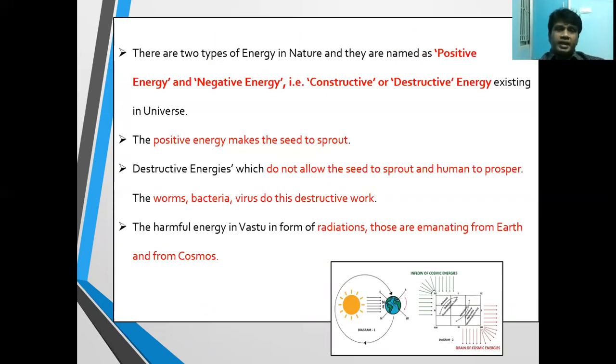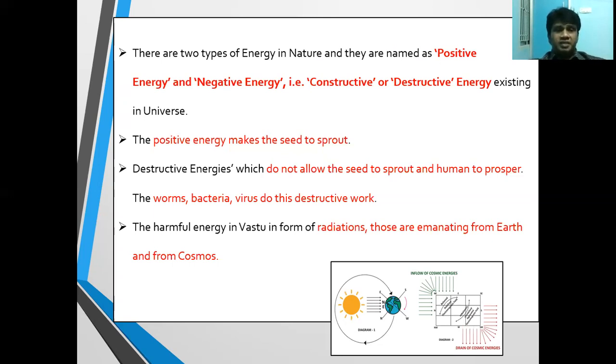Normally, we have two energies, positive energy and negative energy. I already said in model 1, I can't say I have only positive energy, or only negative. There should be a mixture of positive energy and negative energy. So by adapting this Vastu, we are enhancing the power of positive energy and depleting the negative energy. That is the constructive and destructive in the universe.